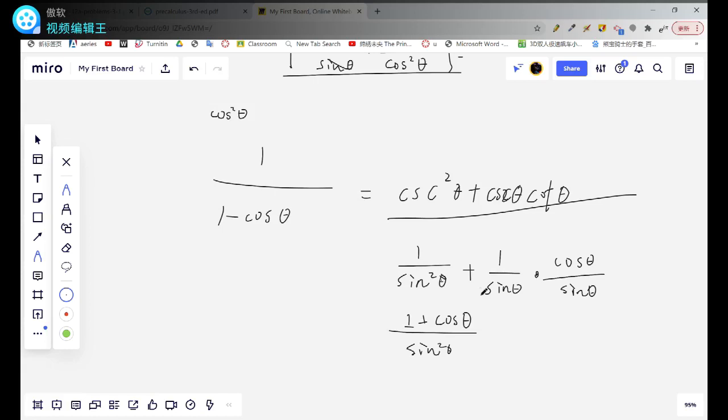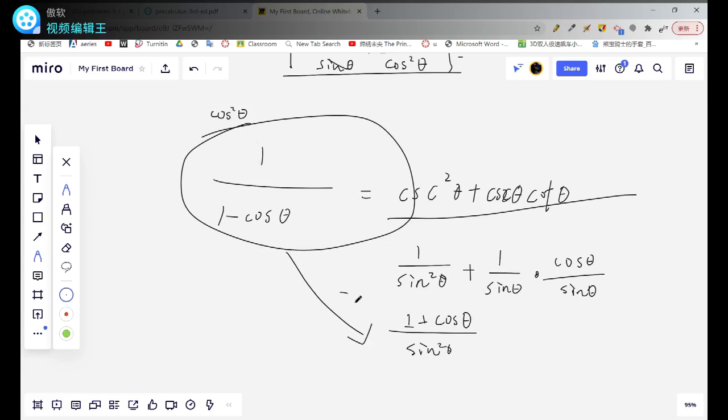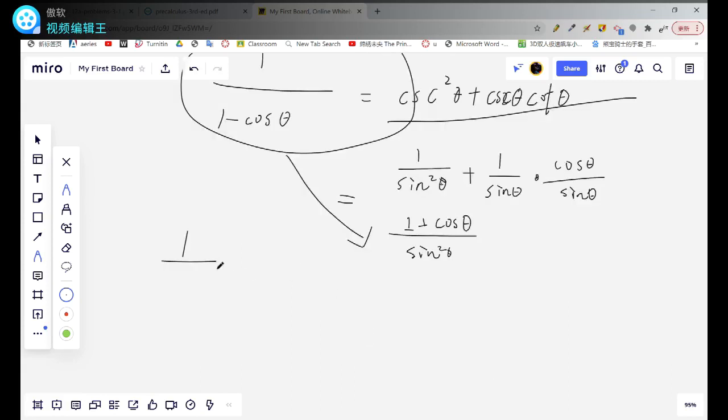Then, what we want to find is whether this is equal to this. We want to prove it. So 1 over 1 minus cosine theta, we want to multiply this by 1 plus cosine theta, and the denominator also by 1 plus cosine theta. This looks pretty clear. So this is 1 plus cosine theta over 1 minus cosine squared theta, which is sine squared theta. And this is our answer.